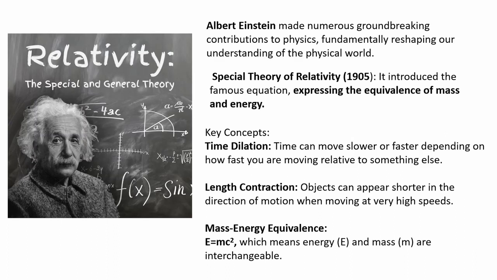Second is the length contraction. Objects can appear shorter in the direction of motion when moving at very high speeds. And third is the mass-energy equivalence. E equals mc squared, which means energy and mass are interchangeable.